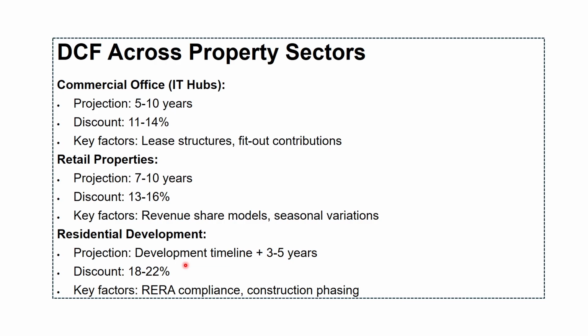So, different types of properties have different projections and different discount rates, and we have seen the reasons behind it: the complexities are different, and the way these properties are operated is different. That is why we have different types of projections and discount rates. All that depends on the type of property we are dealing with.